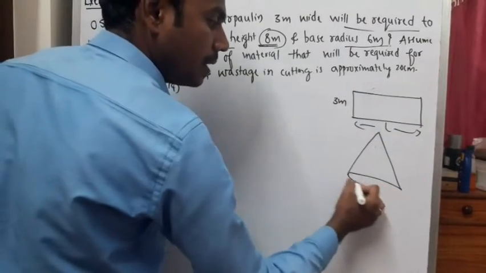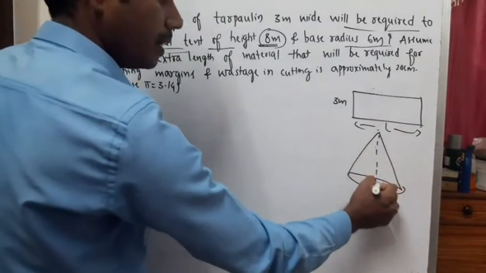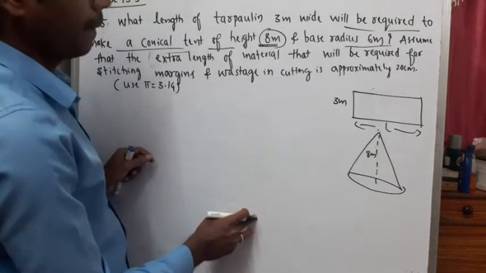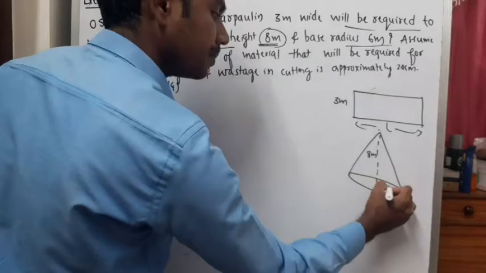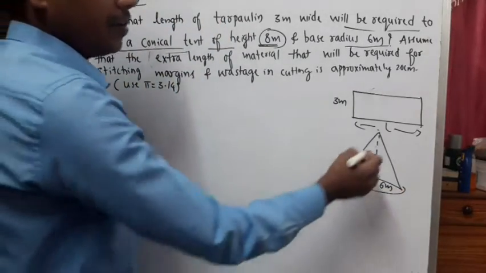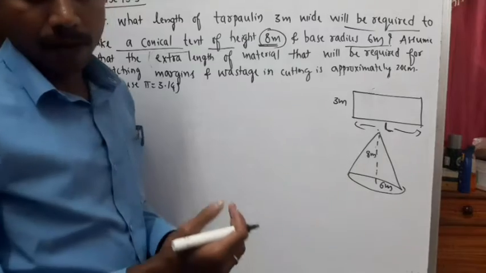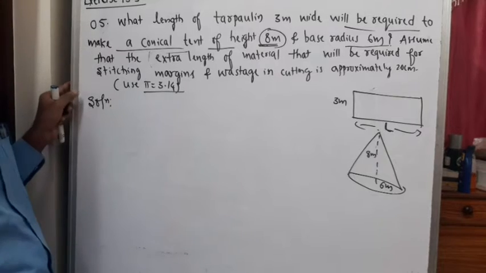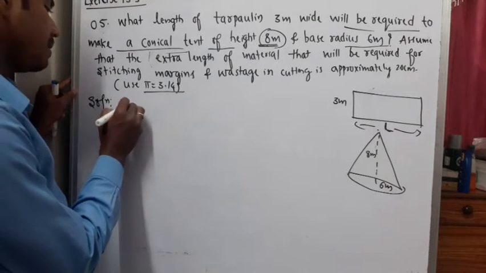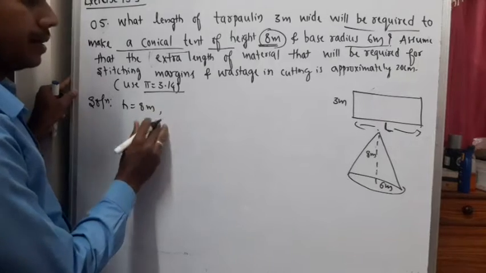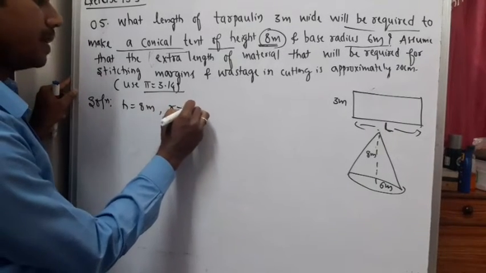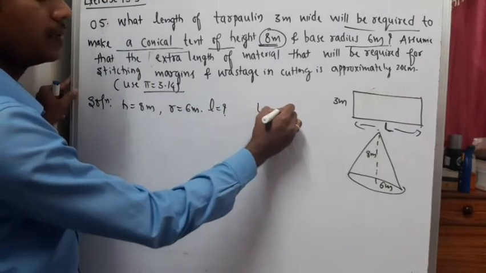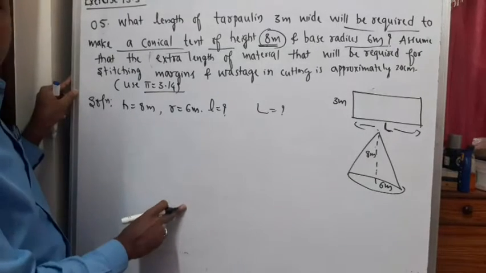So that conical tent is of height, this height they have given, that is 8 meter, and the base radius they have given, that is 6 meter. So we need to find the length of that particular tarpaulin. And even they have given, we need to make use of pi is equal to 3.14. So height is equal to 8 meter and base radius is equal to 6 meter. We don't know what is L, we need to calculate this big length also. This L is nothing but slant height.